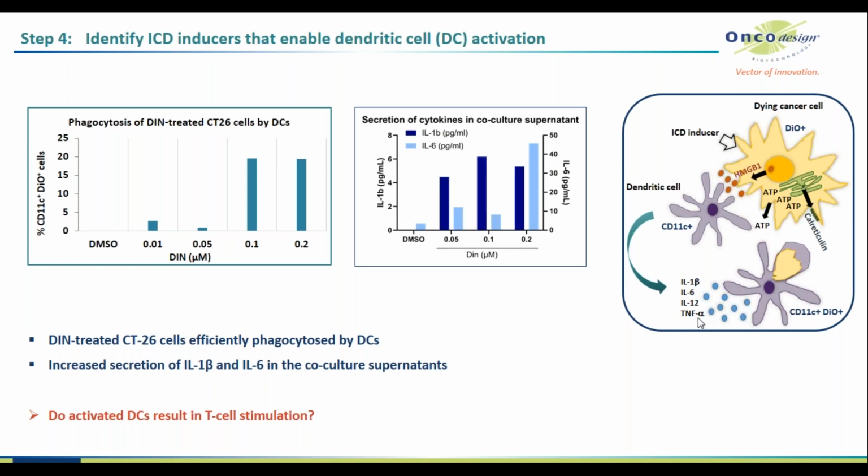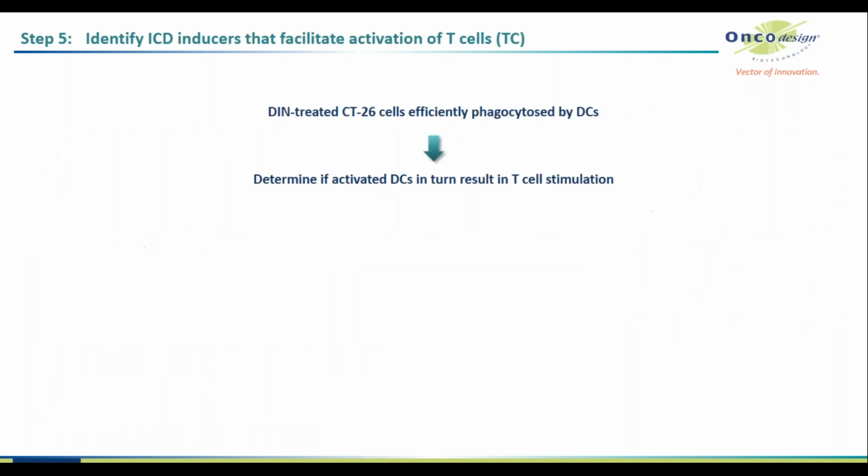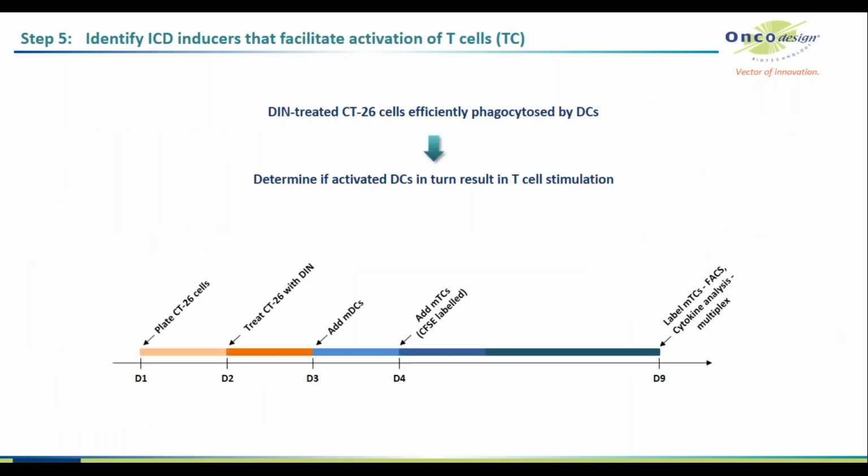Having seen this, we were really curious to find out if the activated DCs in turn stimulated T cells. To do so, we used almost the same scheme as before. However, on day 4, instead of labeling the cells, we added mouse T cells, which were CFSE labeled to follow their proliferation. After several days of incubation, we looked at the T cell population via FACS and performed cytokine analysis via multiplex.